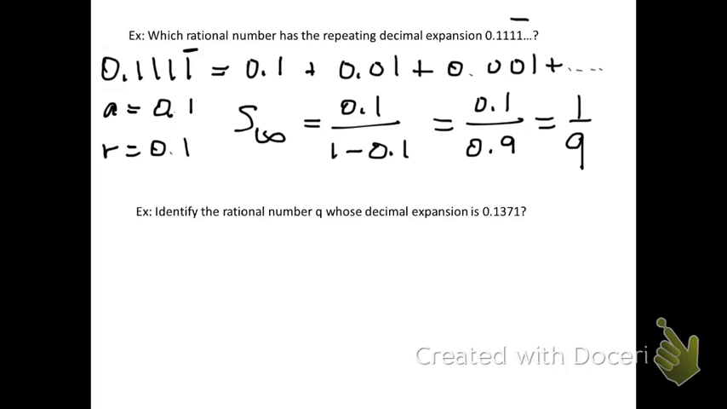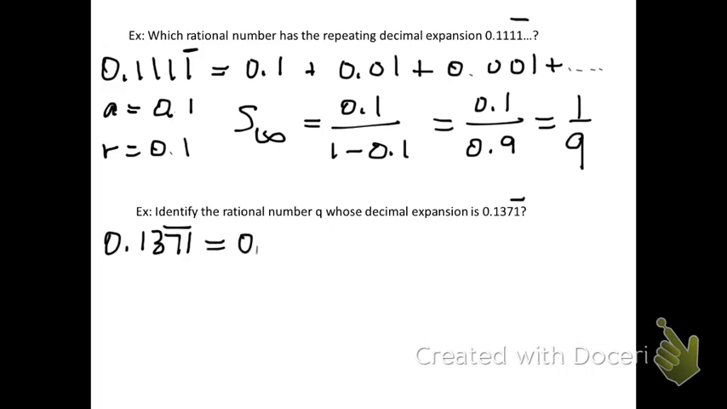The next one says, identify the rational number q whose decimal expansion is 0.1371, and there's supposed to be a bar over the 71. So the 71 is the repeating part. So let me explain what I mean by that. What that looks like is this.